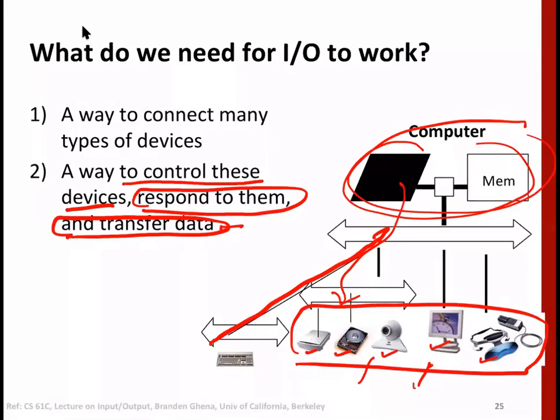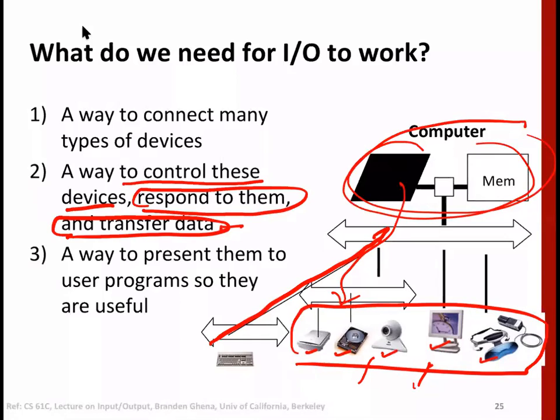And there should be a way to present this input to the user program, so that it is useful. So these are the three requirements for IO.